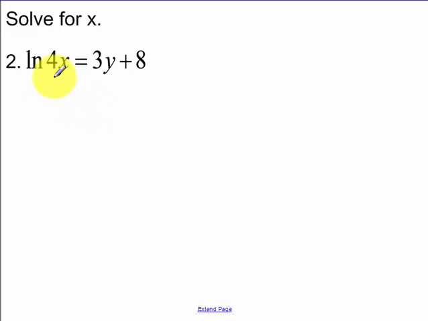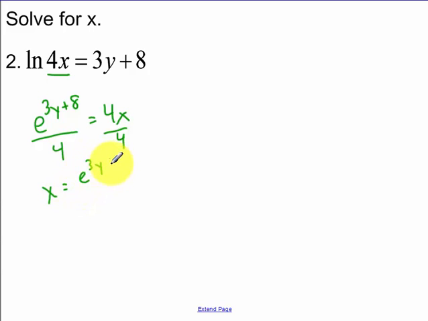Lastly, solving this for x. I need to break this 4x out. So e to the 3y plus 8 is equal to 4x. So I write it now as an exponential, because remember, logs and exponentials undo each other. Divide everything by 4. That's what we get when we're solving for x.